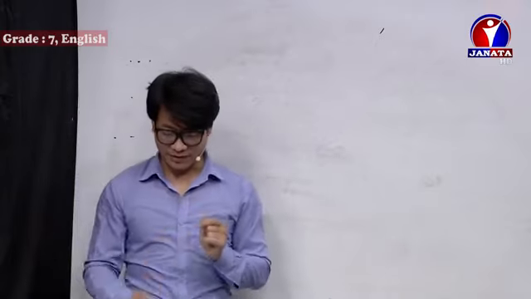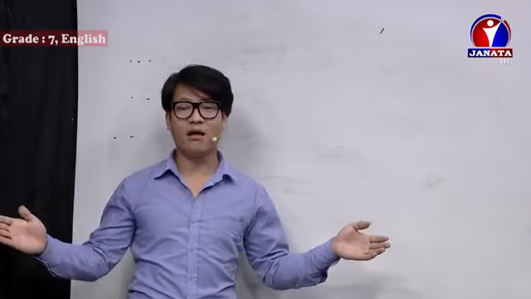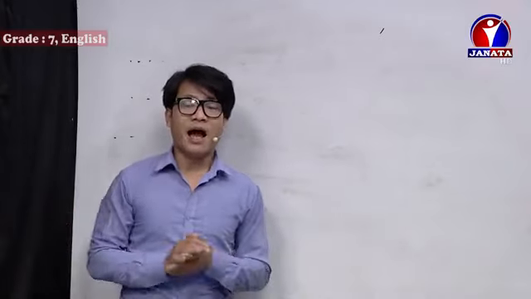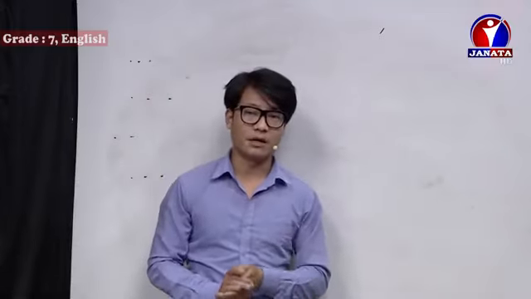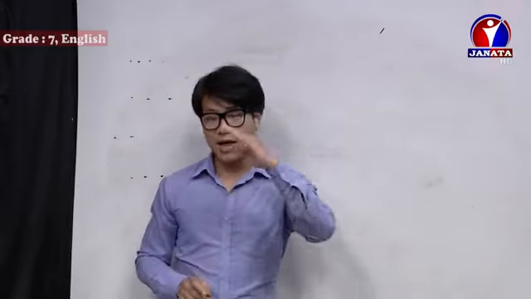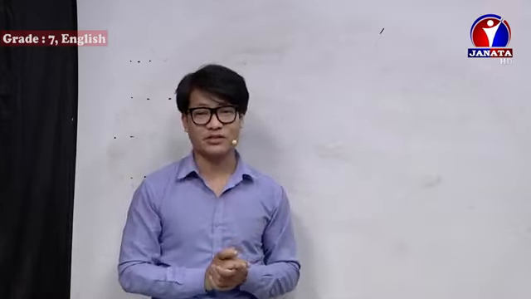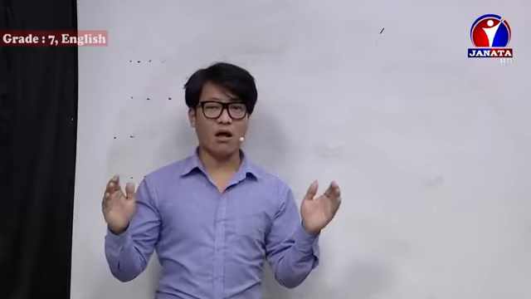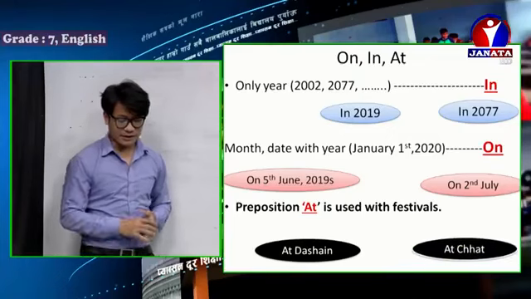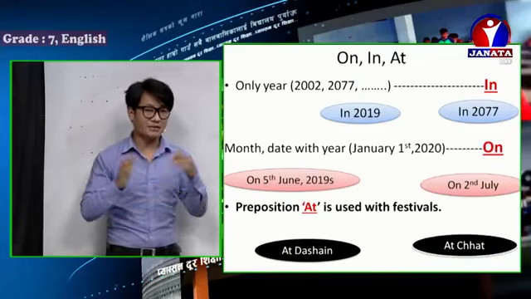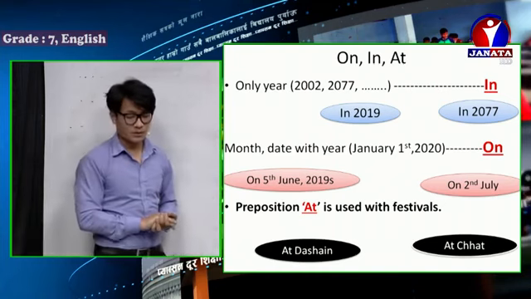Let me give you an example here. At Dashain. I enjoy a lot at Dashain. If you write I enjoy a lot in Dashain, then that can be wrong, because Dashain is a festival, and with festivals we should use, sorry, the preposition at. So I enjoy a lot with the family at Dashain. So at Dashain, at Chhath, at Teej, at Tihar, at Eid, like this.